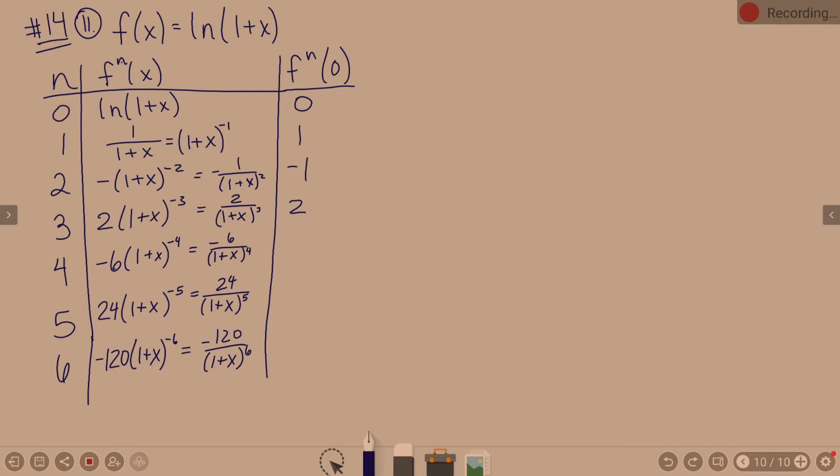Notice here my denominator is 1 every time, isn't it? So it's really all about the numerator. Negative 6 over 1 plus 0 to the fourth. Negative 6. 24 over 1 plus 0 to the fifth. And negative 120 over 1 plus 0 to the sixth. Okay.